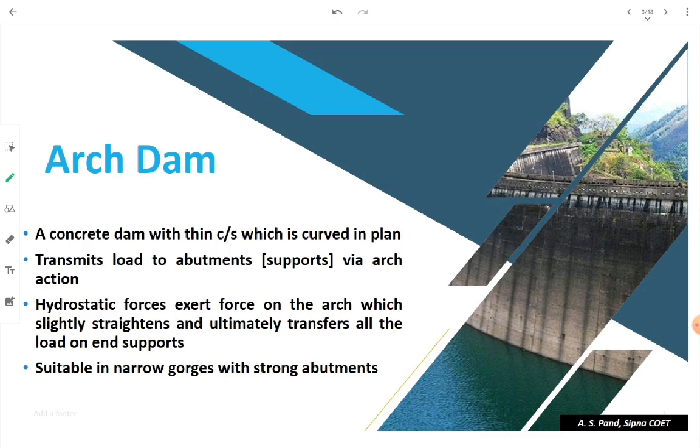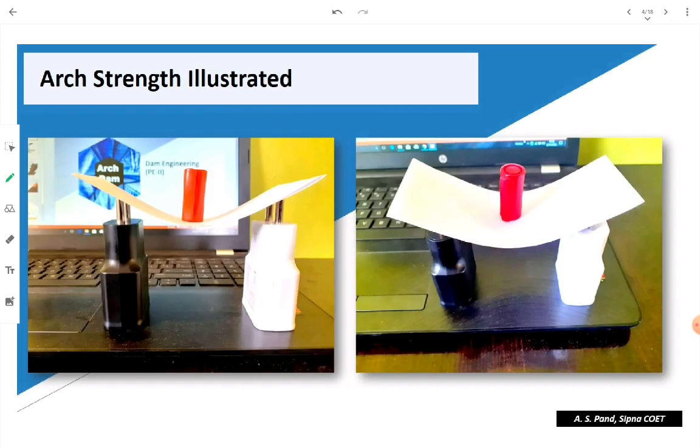This dam, the arch dam, is suitable in narrow gorges where strong abutments, that is strong side supports, are available. Then let's take a look at how the arch action is utilized here. A narrow span has been shown between these two supports, and over the two supports a paper has been kept, and over the paper a load is kept. Now you can directly see this thin paper experiencing bending because of the loading.